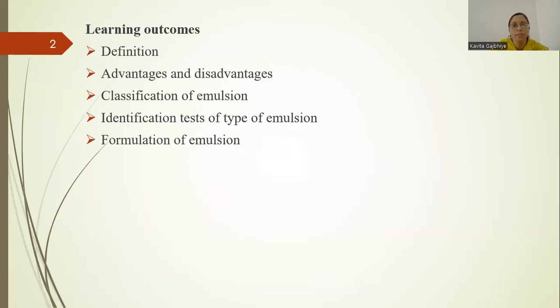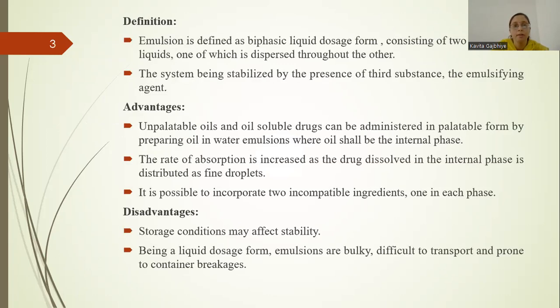So, the learning outcomes include the definition, advantages and disadvantages of emulsion, classification of emulsion, identification tests of the type of emulsion, that is, tests to identify which type of emulsion it is, and what are the ingredients or excipients which are used in the formulation of emulsion. So we'll begin with the definition of emulsion.